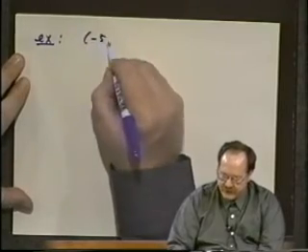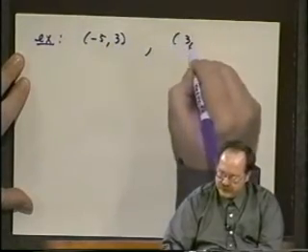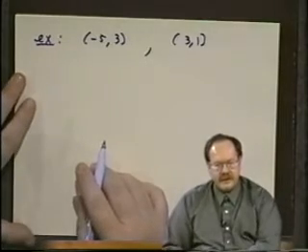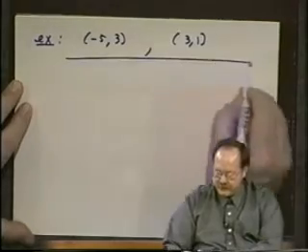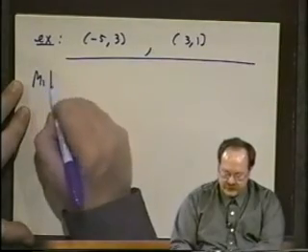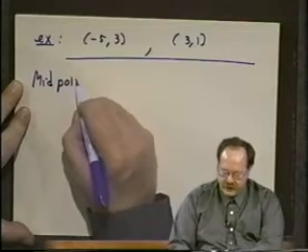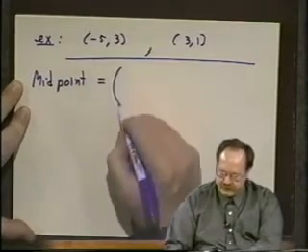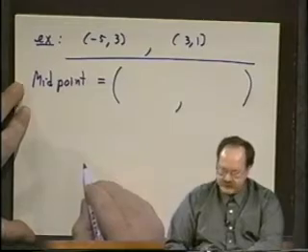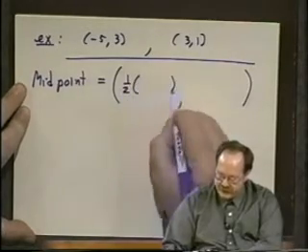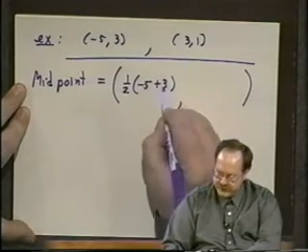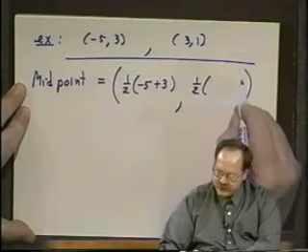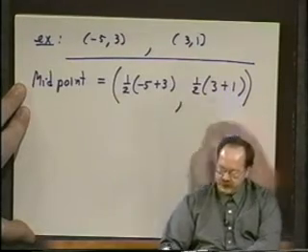Let me take 2 points, say -5, 3, and the point 3, 1. Let me draw the picture and also compute the midpoint so I can convince you that that's right. First, I'll compute the midpoint, and then we'll see what this looks like in the picture. The midpoint by the formula should be the following point: 1/2 the sum of the x's, so that's -5 plus 3, and then 1/2 the sum of the y's, which is 3 plus 1.